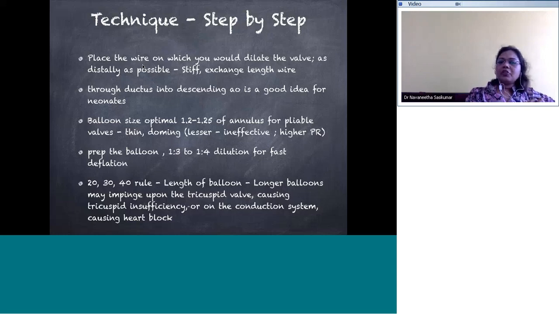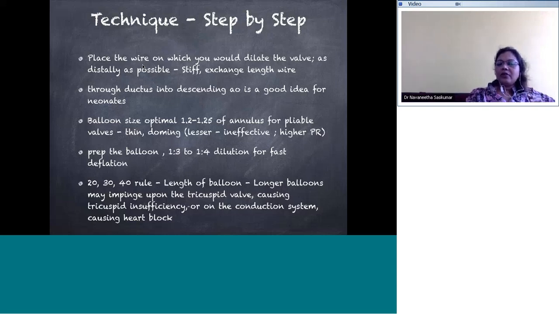So regarding choice of balloon size, the optimal ratio of balloon to annulus is considered to be 1.2 to 1.25. This is specifically for pliable, thin, doming valves. If we use lesser ratios, it is going to be less effective. And if we use higher ratios, there is going to be a higher incidence of pulmonary regurgitation, and in the long term that can cause a problem and lead to an unnecessary second procedure.